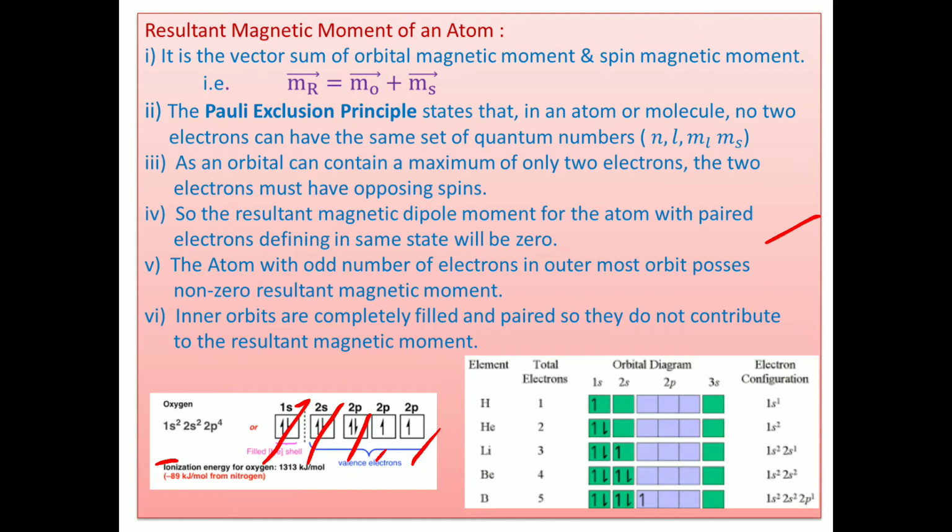So they do not cancel their dipole moments, because they are in opposite directions, but no electrons are moving. So the resultant dipole moment is not cancelled. So the oxygen atom possesses some magnetic dipole moment. Similarly, suppose we consider a hydrogen atom: only one electron is there, so it possesses a net dipole moment.